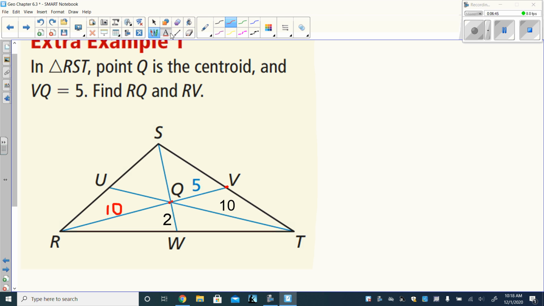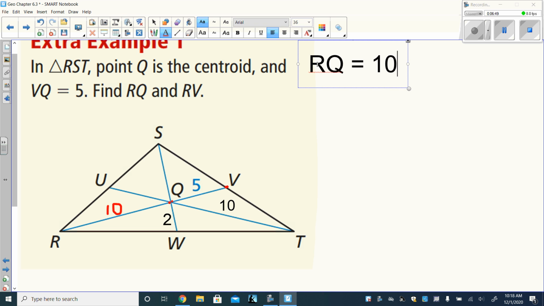So the first part that it wanted was RQ. Well, RQ is equal to 10. And that's it. That's all we have to do. Now, if I want to know RV, the whole length, well, I can add those two together, and 10 plus 5 is 15. And we're done with that part.